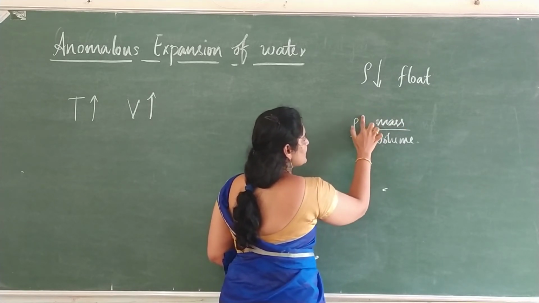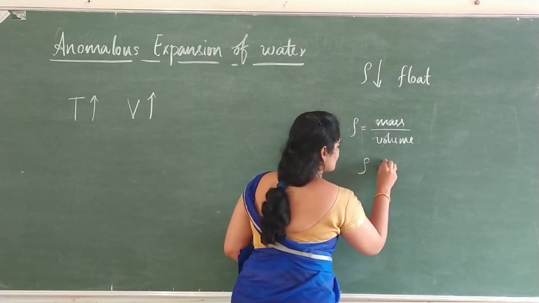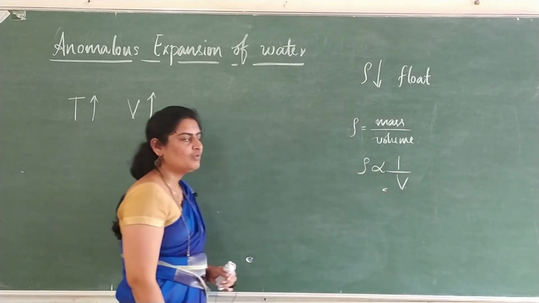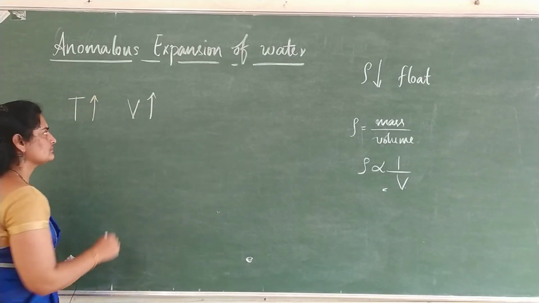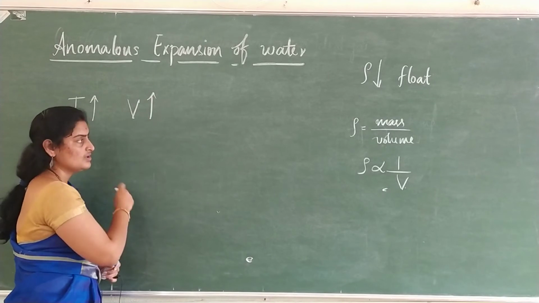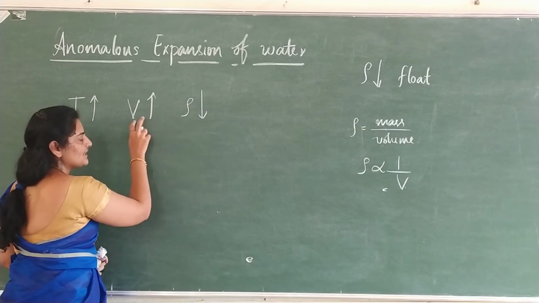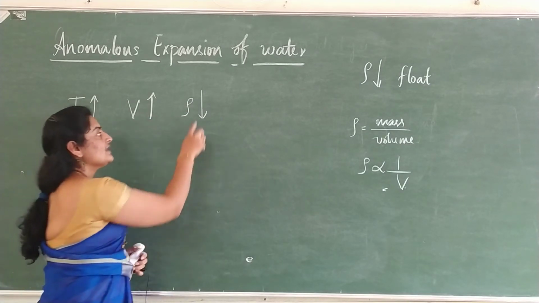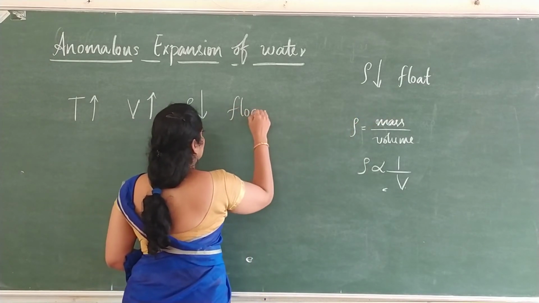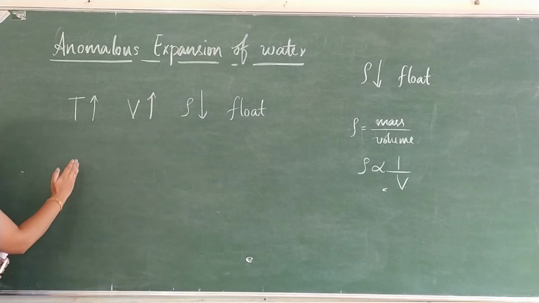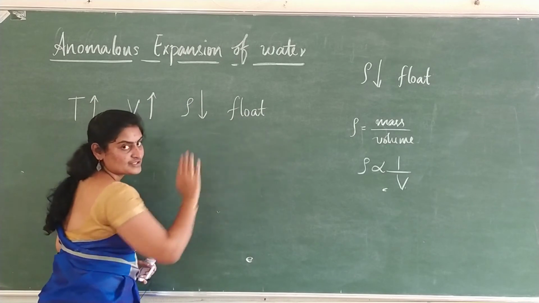So density increase ಆದರೆ volume decrease ಆಗಬೇಕು. Density decrease ಆದರೆ volume increase ಆಗಬೇಕು. So density is inversely proportional to volume. Now coming back here, temperature increase ಆದರೆ expand ಆಗ್ತದೆ, volume increase ಆಯಿತು. Density has to decrease because density and volume are inversely proportional. Density decrease ಆದರೆ ಏನಾಗಬೇಕು? ಮೆಟೀರಿಯಲ್ ಅಥವಾ ಸಬ್ಸ್ಟೆನ್ಸ್ ಫ್ಲೋಟ್ ಆಗಬೇಕು, right? If temperature is increased, volume has to increase, density has to decrease, and liquid has to float.